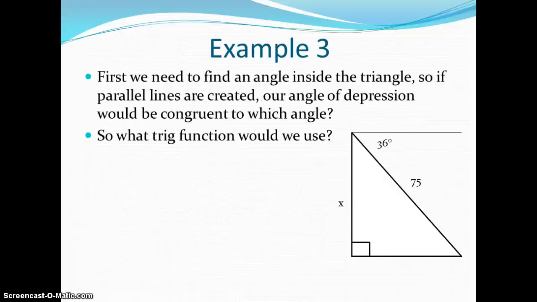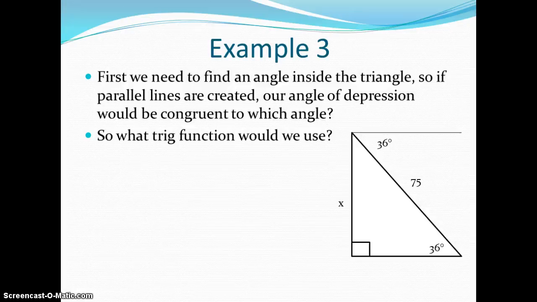Example 3. First, we need to find an angle inside the triangle. So if parallel lines are created, our angle of depression would be congruent to which angle? So over in our little picture, we have our 36-degree angle of depression, and since parallel lines are created, then we know that this angle is also 36 degrees. Now we can solve it.